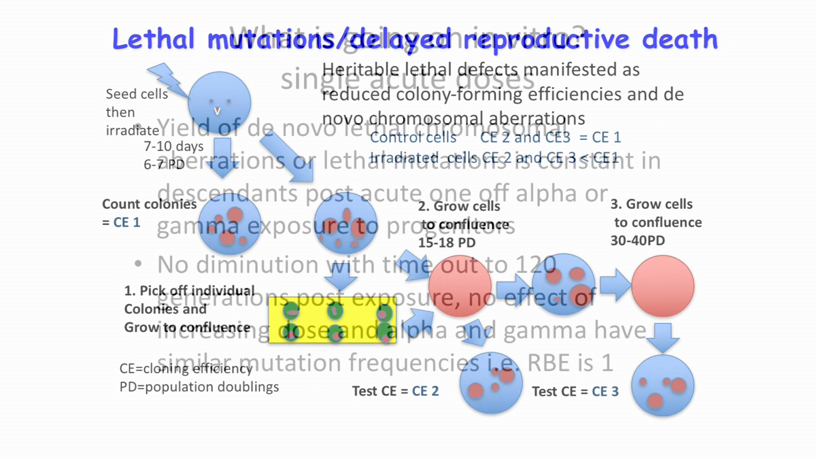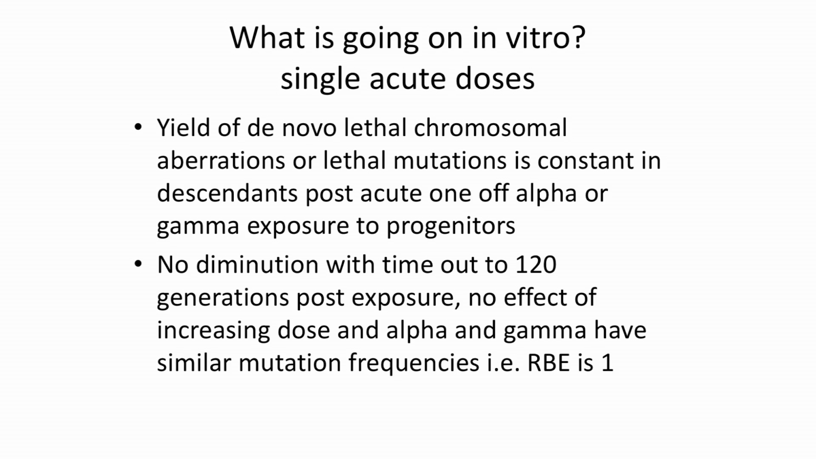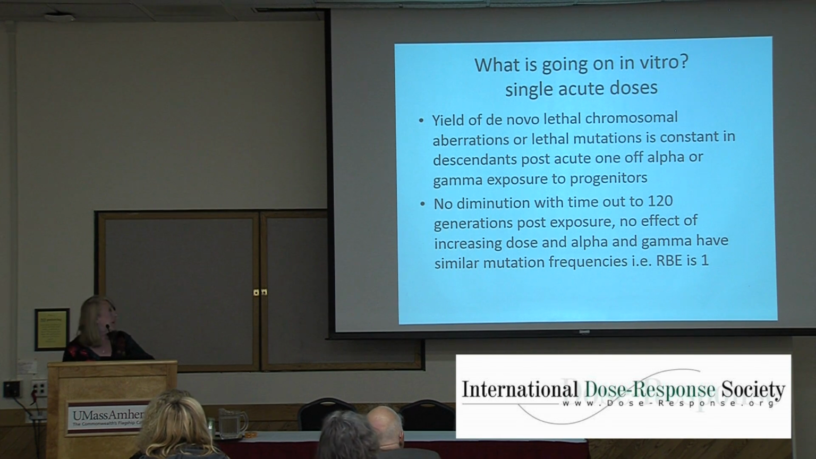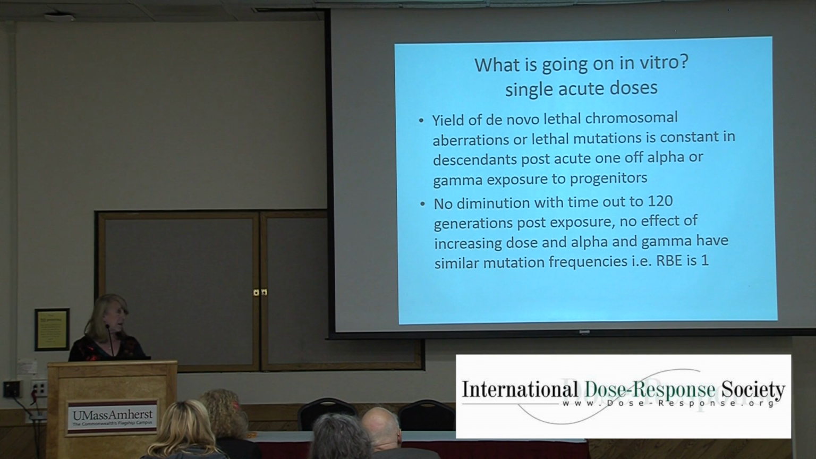If you look at single acute doses, you're getting yields of de novo lethal chromosomal aberrations or lethal mutations, and they're constant in the descendants post-acute one-off alpha. So you're getting a consistent, constant effect which is transmitted to all the progeny. And there's no diminution of effect with time out to 120 generations. So I think you can effectively say it's permanent in any biological sense. But there was no difference between alpha and gamma. So again, we're getting an RBE of 1 if you give a single one-off acute dose to cell cultures in vitro.